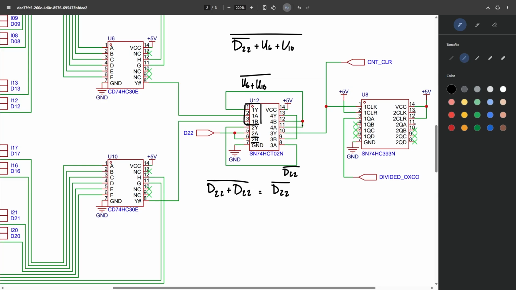And then we're doing basically the same on gate 4. We're inputting twice U6 plus U10 negated. So what we're going to get from pin 13 is U6 plus U10. And on the output 3Y, what we're doing is summing D22 plus U6 plus U10, and we're negating it. So yeah, this is basically what we get by connecting these cables.